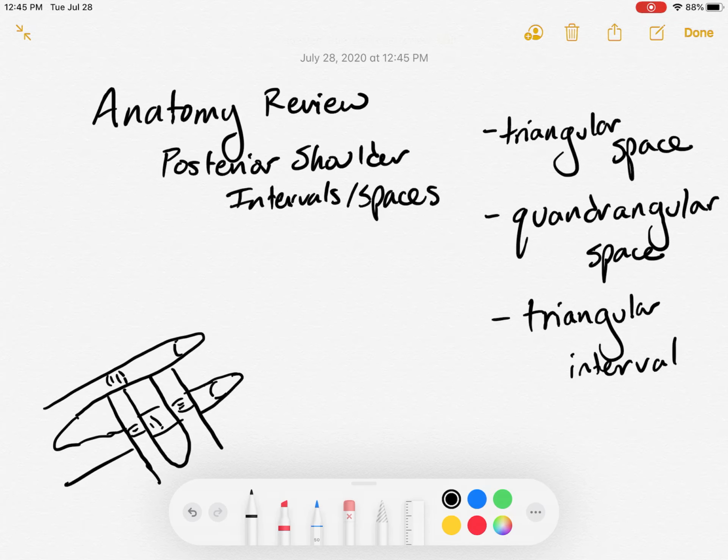I am a second-year medical student at Baylor College of Medicine, and I wanted to do a screencast on an anatomy review of the posterior shoulder intervals and spaces with the incoming medical students that are starting here next week. They'll be diving into the back and shoulder anatomy in the lab in the not too distant future, and this was a good exercise in tutoring then.